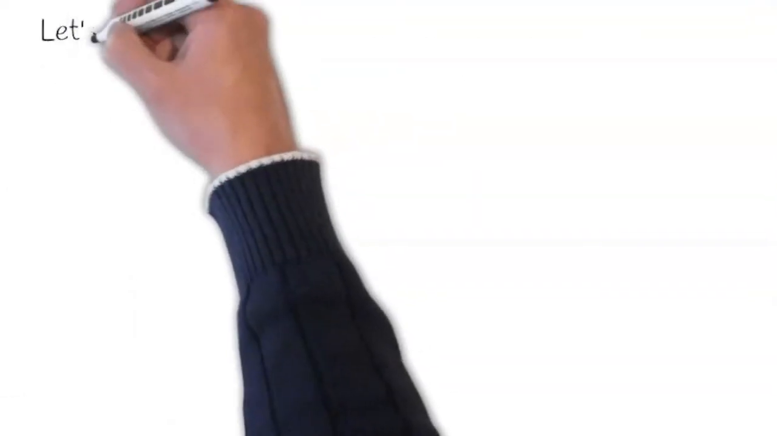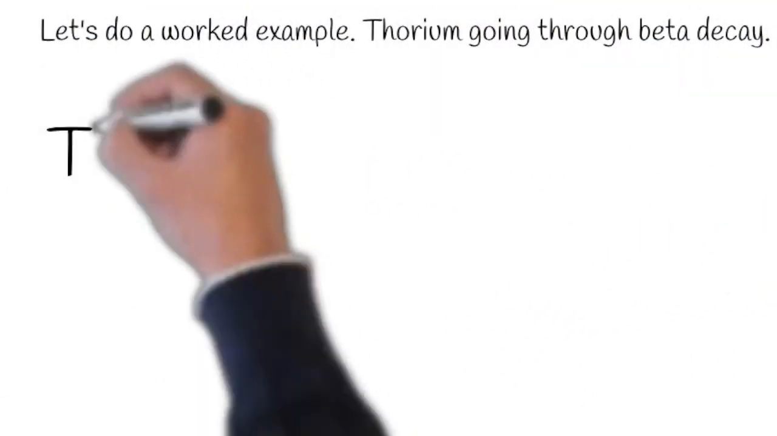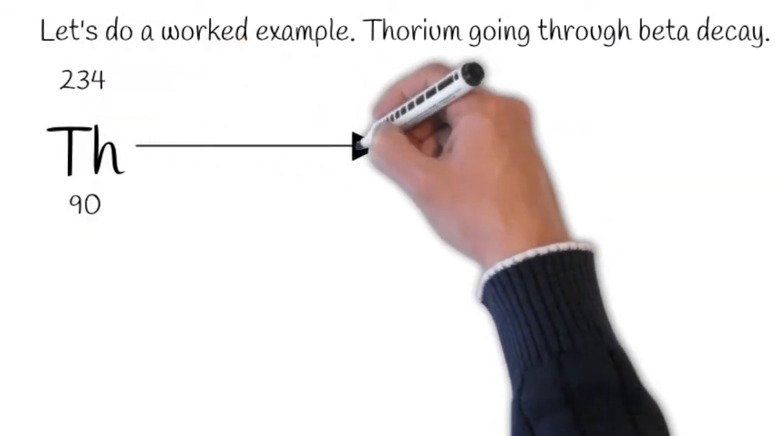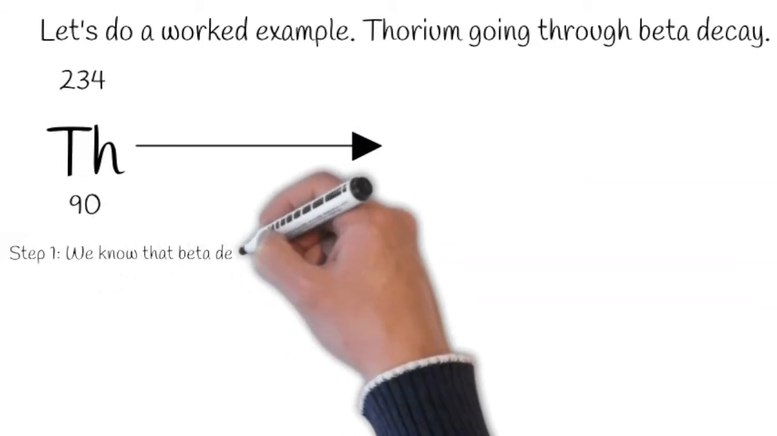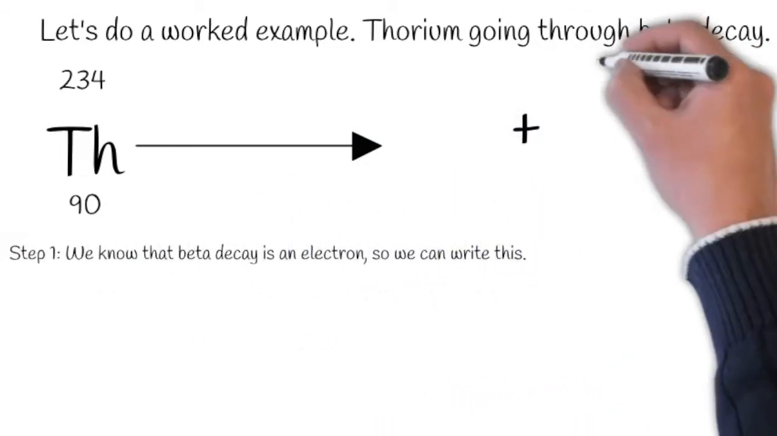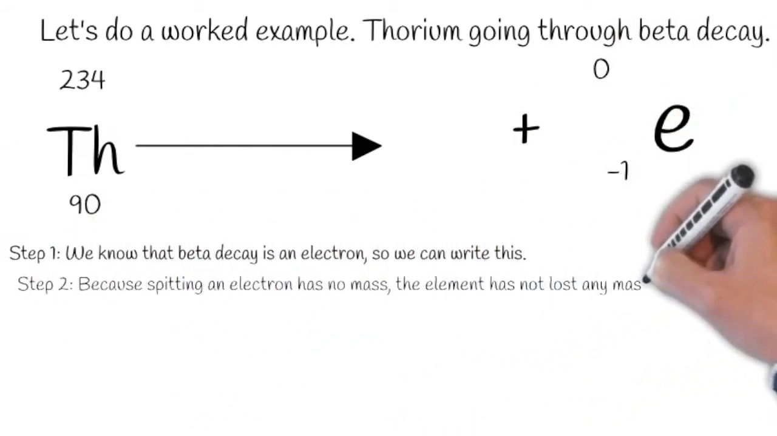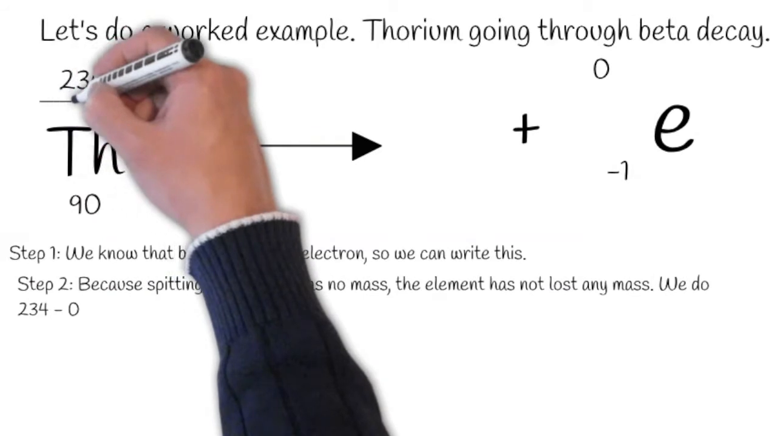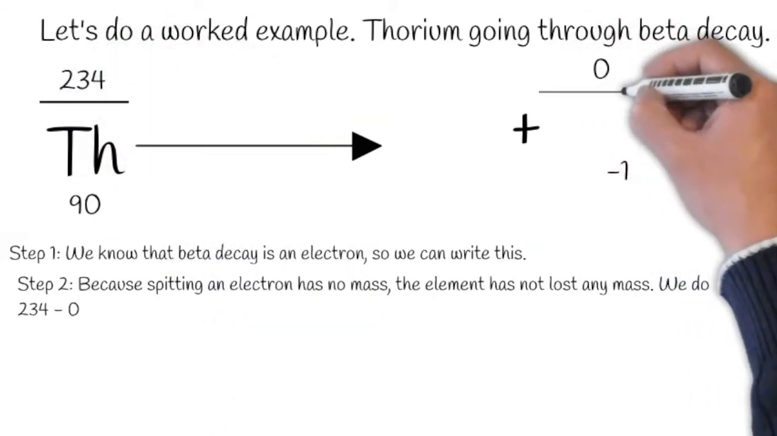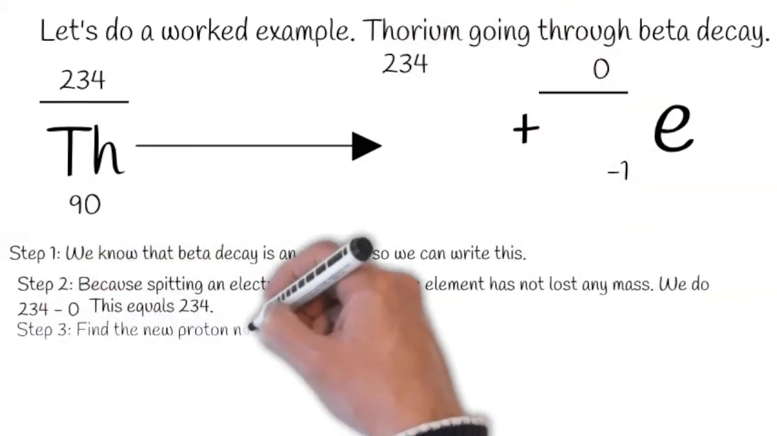Let's go through a worked example to explain that. Thorium going through beta decay. So step 1, this time we're doing beta and we know that it is an electron, so we can write this into the equation. Because spitting out an electron has no mass, the element has not lost any mass. So we'll do 234 minus 0 and it will still be 234. So we can write that in.